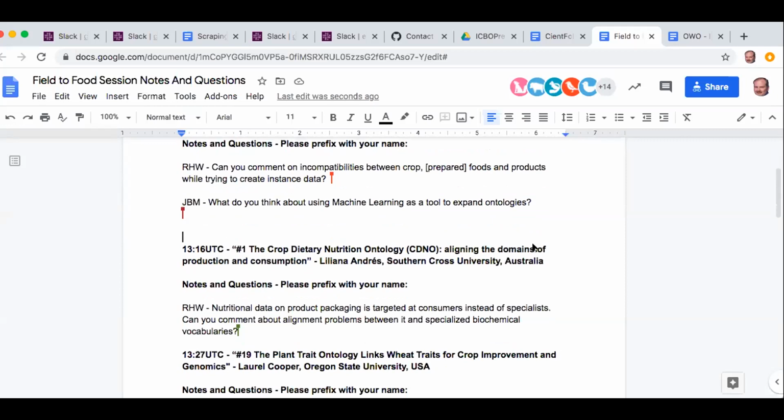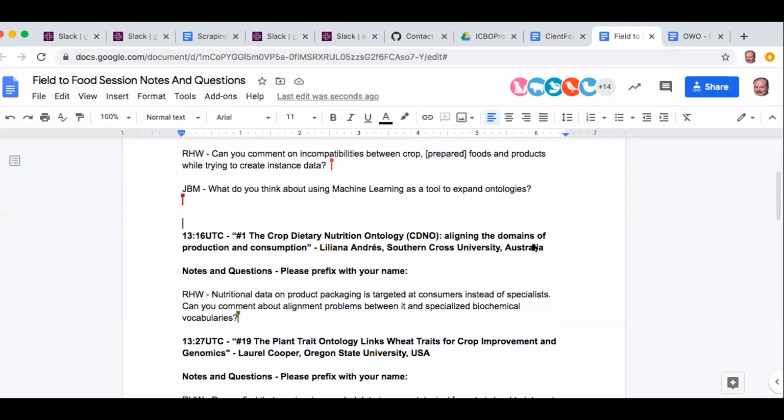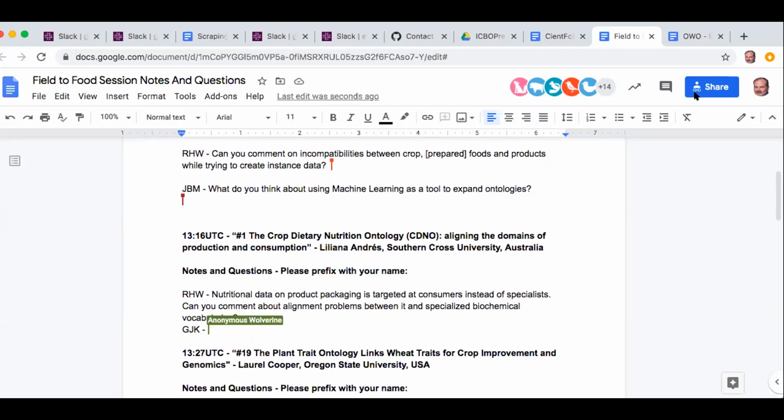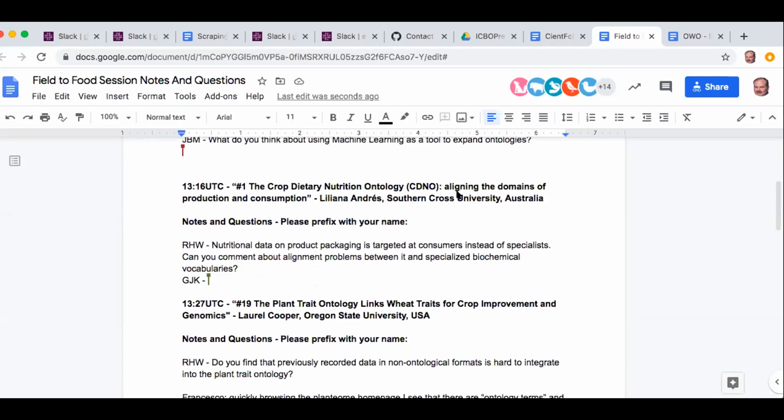So moving along, Damion, I have a question from GBM here. What do you think about using machine learning as a tool to expand ontologies? Yeah, so I'm really interested in the possibility that machine learning can be used, first of all, to suggest membership in ontological classes of entities, and thereby filling out classes of terms.